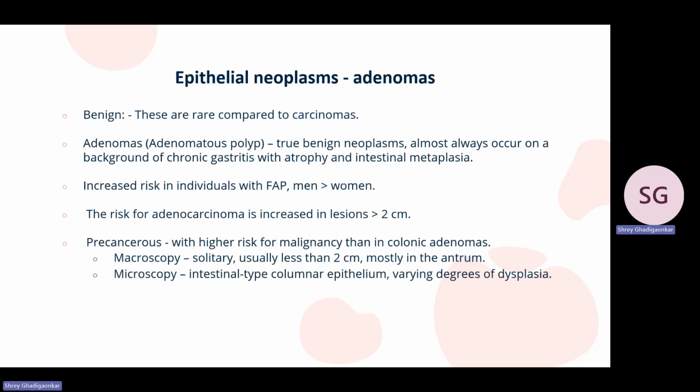Coming to epithelial neoplasms, one of the more important components of this topic. So you have adenomas. As you guys remember, these are benign. However, they're more rare compared to carcinomas in the stomach. Adenomas or adenomatous polyps are true benign neoplasms, and these almost always occur on a background of chronic gastritis with atrophy metaplasia.